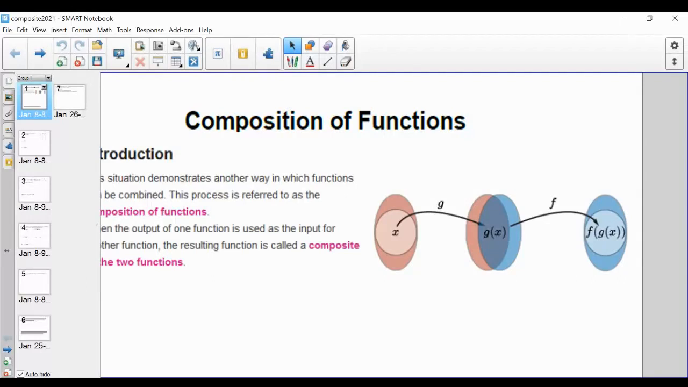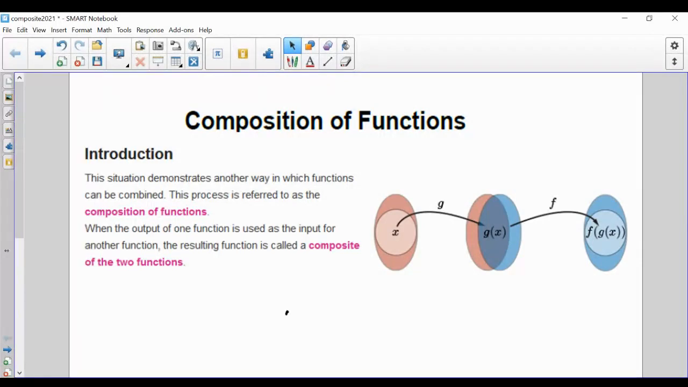All right, so this whole unit is basically taking the functions that we've learned already and combining them in different ways, right? We're going to look at how you can combine functions by adding and subtracting them, by multiplying and dividing them, and what we're going to do today, which is composing them.